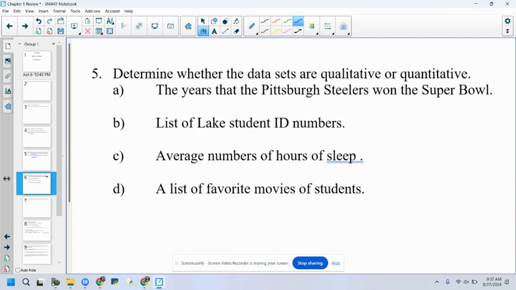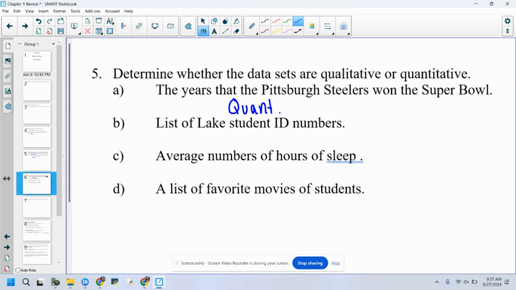Cool. Let's take a look. Determine whether the data sets are qualitative or quantitative. Remember, qualitative, some sort of quality to it. Quantitative, numerical value. The years that the Pittsburgh Steelers won the Super Bowl, qualitative or quantitative? Quantitative.